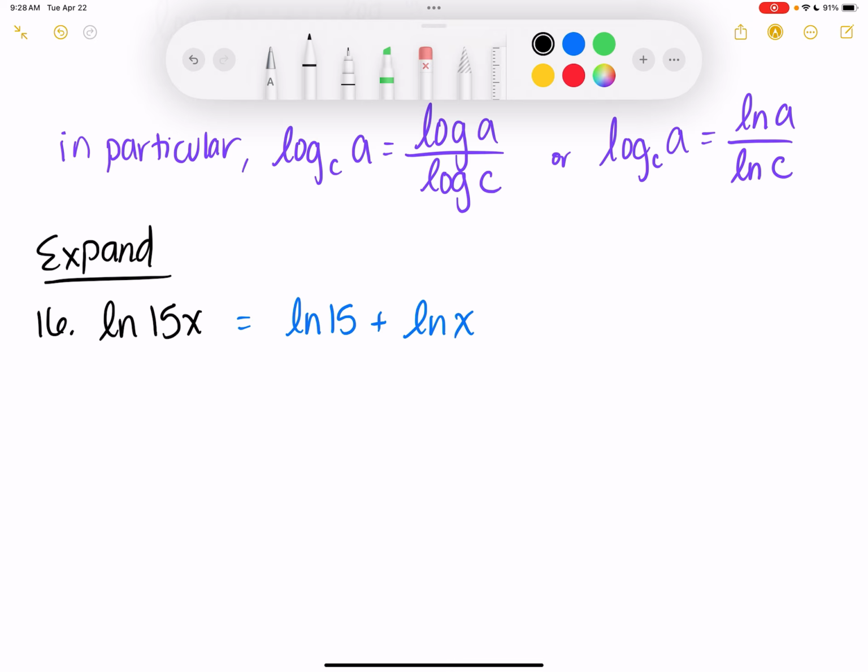18. Log base 5 of x to the 5th. So this one, we have a power. When we have a power, we throw it out front. So this just becomes 5 times log base 5 of x.